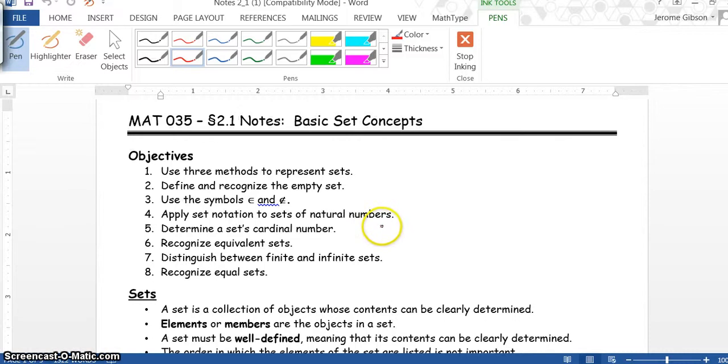Hello class, we're about to start section 2.1, Basic Set Concepts. Our objectives: to use three methods to represent sets, define and recognize the empty set, use the symbols here, apply set notation to sets of natural numbers, determine a set's cardinal number, recognize equivalent sets, distinguish between finite and infinite sets, recognize equal sets.